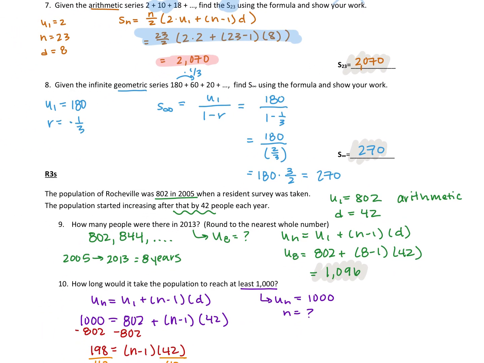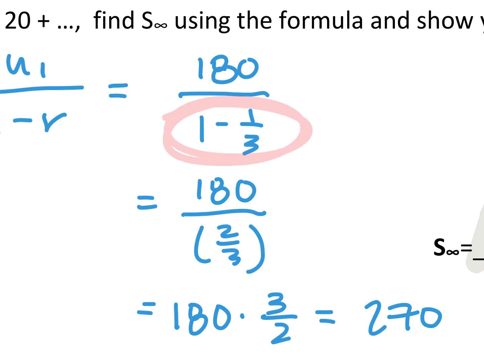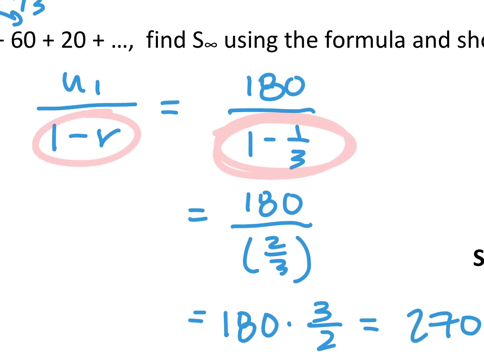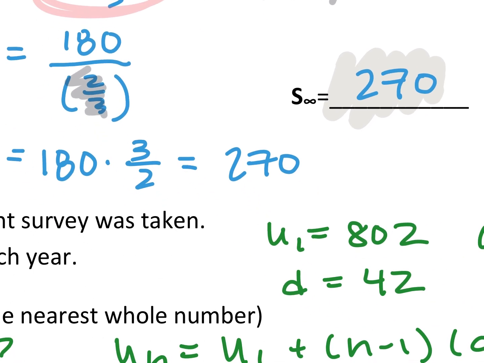On to number 8. I had a lot of kids asking me what this was. Because of this formula, they knew R was 1/3, but they were like, what do I do? You can type this on a calculator as 1 minus parentheses 1 divided by 3. That's how you can put it on a calculator, and it'll come out to 0.666. That's the same as 2/3, and 1 minus 1/3 is 2/3. There it is. Final answer, 270.